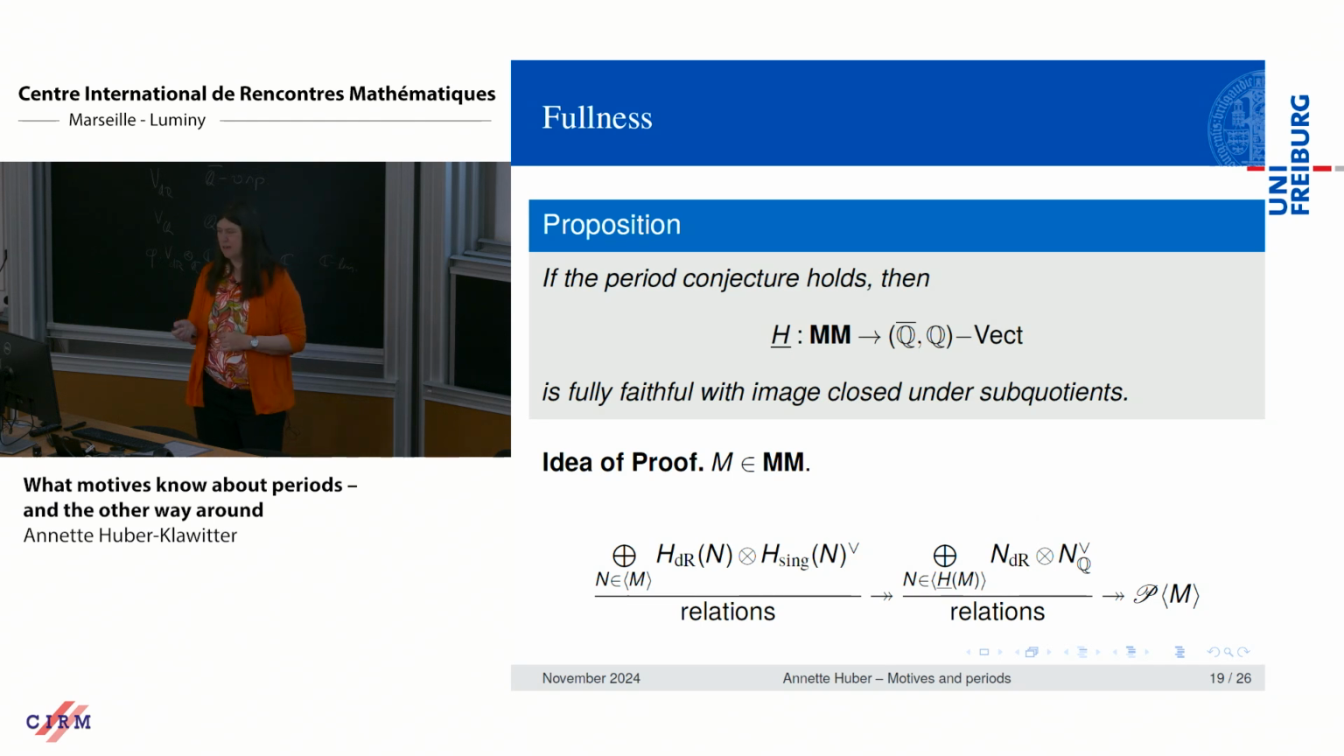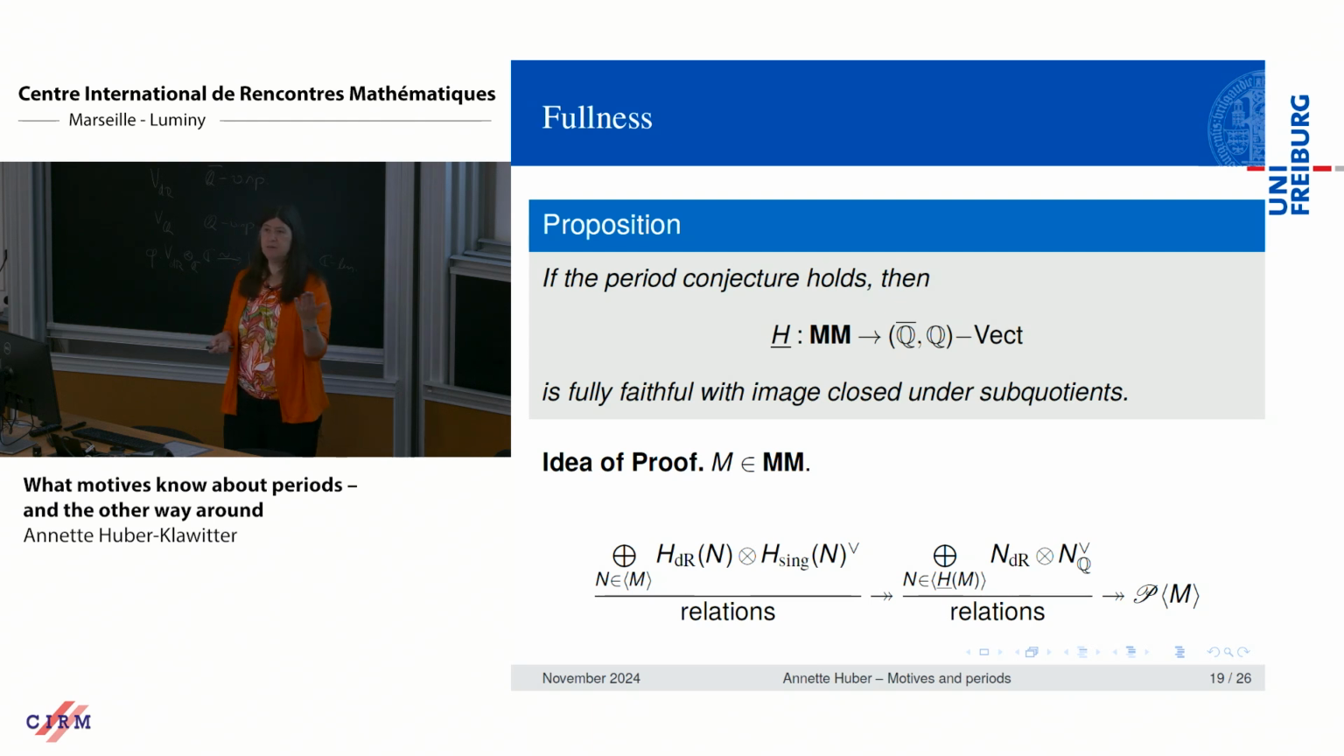Oh, okay. You prove it the other way around. You first prove that the image is closed under subquotients, and when you have an exact functor and the image is closed under subquotients, then it's full. That's just general mechanism. So you have to actually prove something about the objects rather than about them.